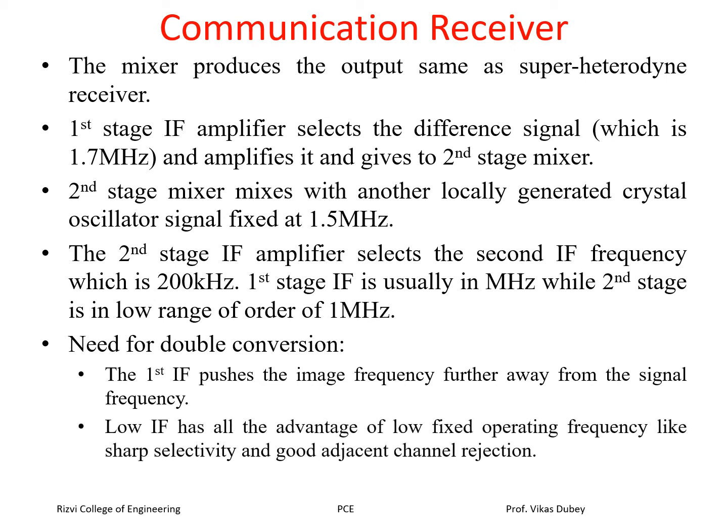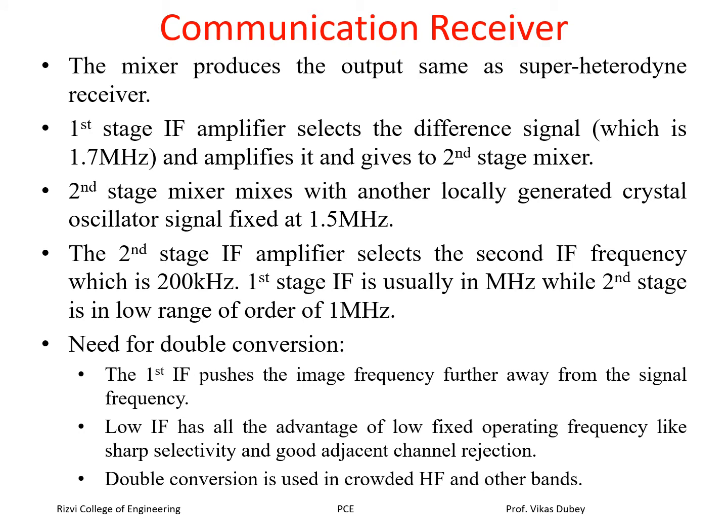The low IF has all the advantages of low impedance and low fixed operating frequency, and the second stage gives a low frequency, so it takes all the advantages of a low fixed frequency, like sharp selectivity, because if the frequency is low, selectivity is good. Good adjacent channel rejection is also possible at the low frequency. So these are the main reasons.